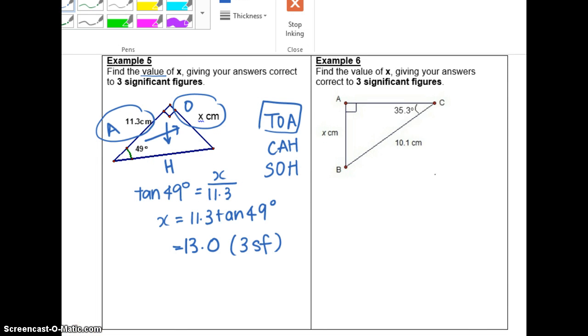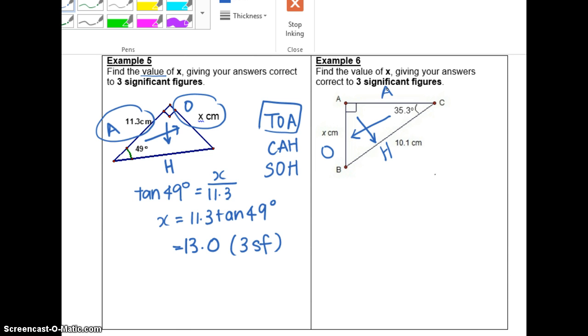Let us now look at example 6. Similarly, you should also know where your reference angle is, and it is 35.3 degrees. Next, identify the hypotenuse and label it on the diagram. Opposite, and lastly, adjacent. Once you have done these, you can now decide whether you want to use tangent, cosine, or sine to help you.